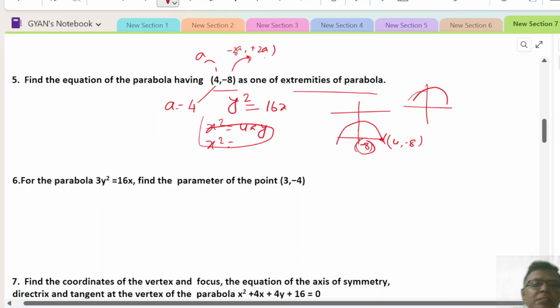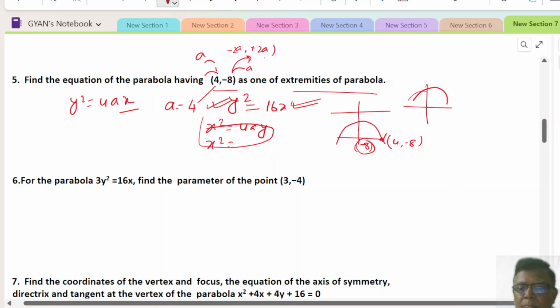So this here is minus 2a. So this can be in this form also only. And if you take this one, then this should be 2a or minus 2a, but it's not there. So this will be in this form only: y square is equal to 4ax. Because it is 4, then this is minus 2. So that you will have to see. So the only equation will be y square is equal to 16x. Okay.